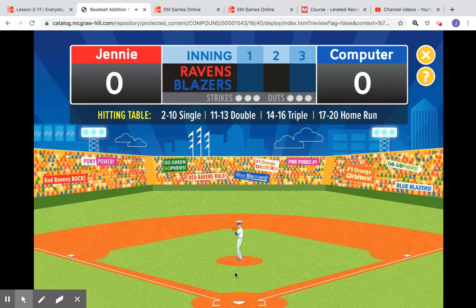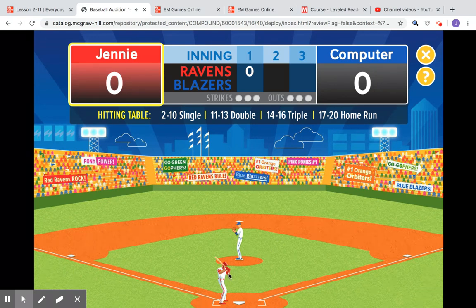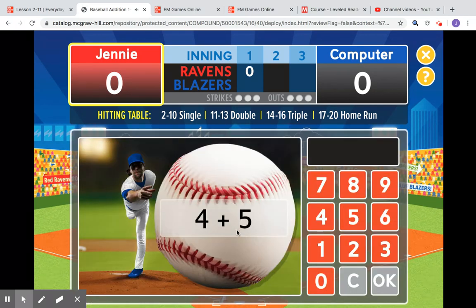Hey, heavy hitters. Let's play baseball addition. Ready? Okay, Red Ravens, batter up. Click the pitcher to get a pair of numbers. Add the 2 numbers, then enter your answer on the keypad and click OK. This hitting table will show you what kind of hit you got.